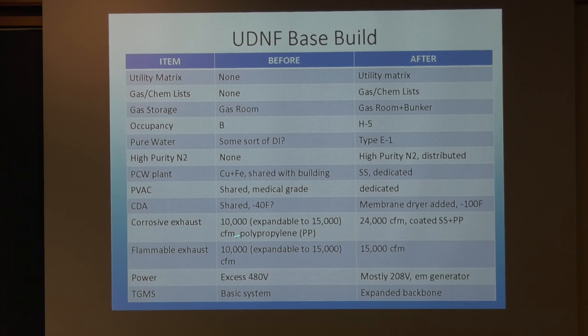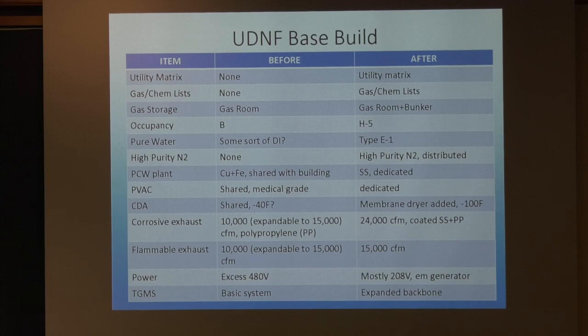The corrosive exhaust was 10,000 CFM, expandable to 15,000. When I say expandable, it means that we would have to physically add more exhaust fans later on. I convinced people this is not a good way to do it. Let's just put the exhaust fans on now so we just turn them on later. So I expanded to 24,000 CFM. It was only polypropylene. I got some support to actually convert half of it into coated stainless steel. Flammable exhaust, 10,000, expanded to 15,000 CFM.